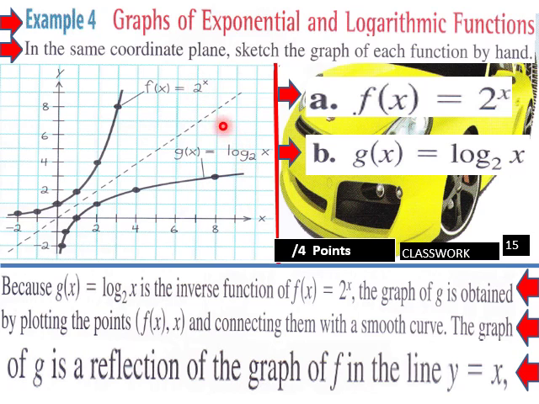So these two are inverses of each other. 2 to the x and log base 2 of x. And you get this situation here. This is your line y equals x. This is a reflection of that. And that's how you get this line here.